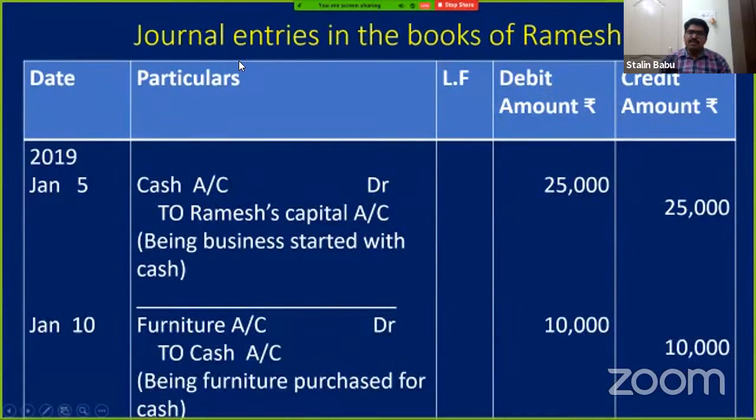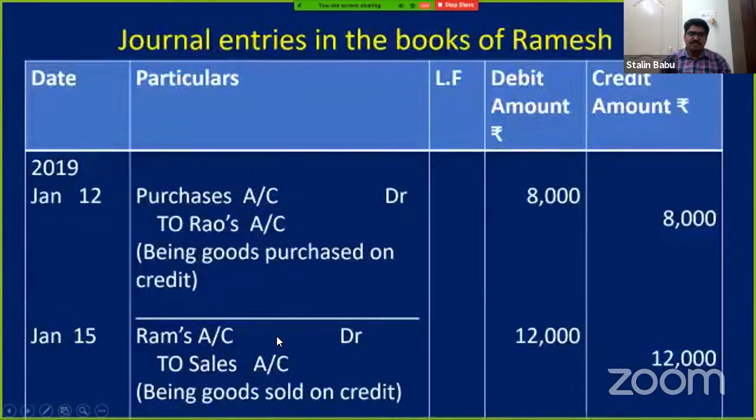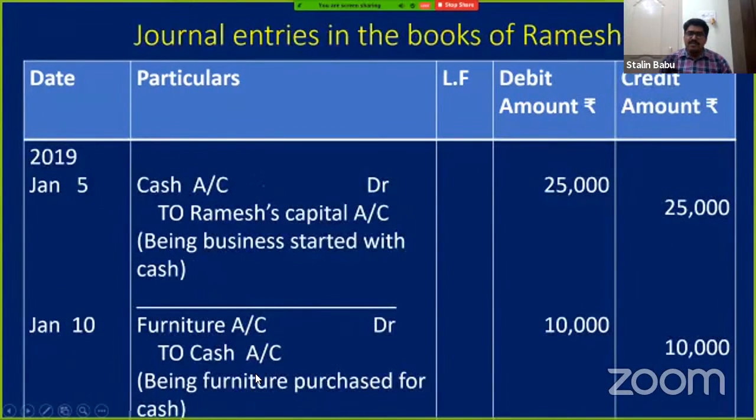Journal entries in the books of Ramesh. So cash account debit to Ramesh capital account, furniture account debit to cash account, purchase account debit to Rao's account, Ram account debit to sales account. We have to record the 4 transactions. So how many accounts do we have to open?